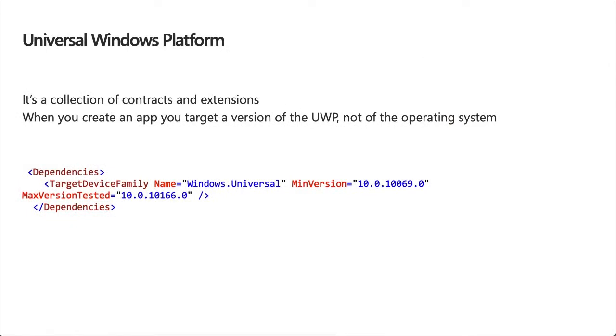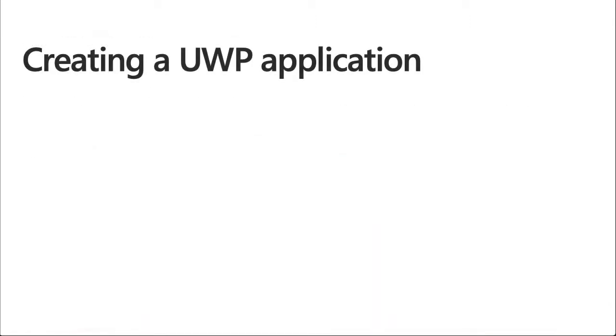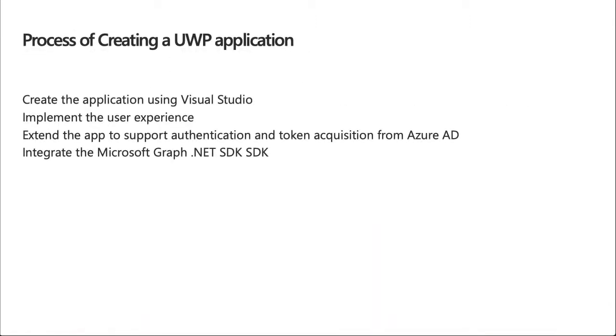Now, what is the Universal Windows Platform, the UWP? It's a collection of a bunch of contracts and extensions so that when you create an application, you're going to target a version of UWP and not target the operating system instead. You also have a bunch of platform extensions, which are different SDKs to add specific platform APIs on top of the Universal Windows Platform.